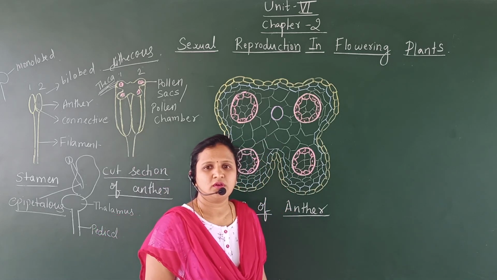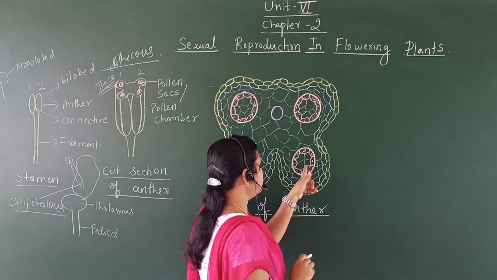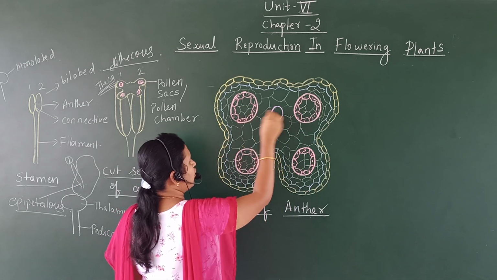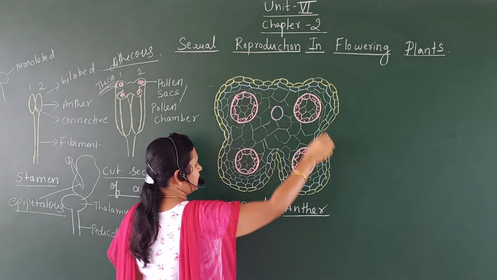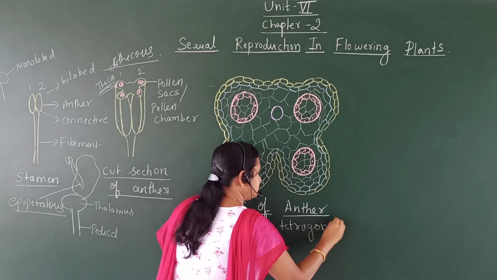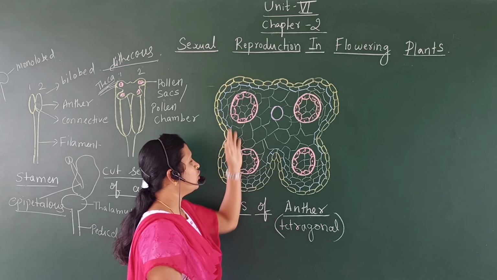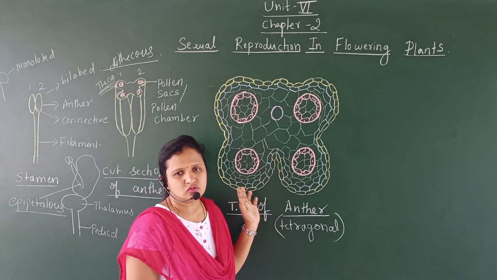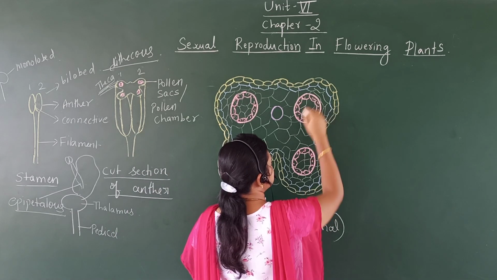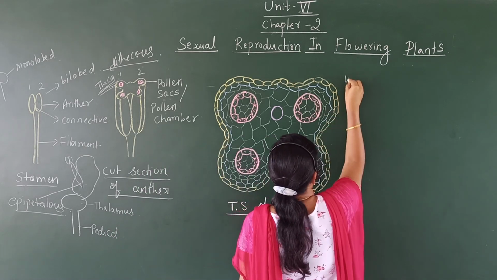It will be asked for 5 marks in your board exams. And hence in the anther, in the center, there will be 4 microsporangia, appearing like 4 corners, and hence the entire anther is called tetragonal in shape, because of the 4 corners with 4 microsporangia. And these 4 microsporangia on the outside are surrounded by the wall layers. These are the wall layers.